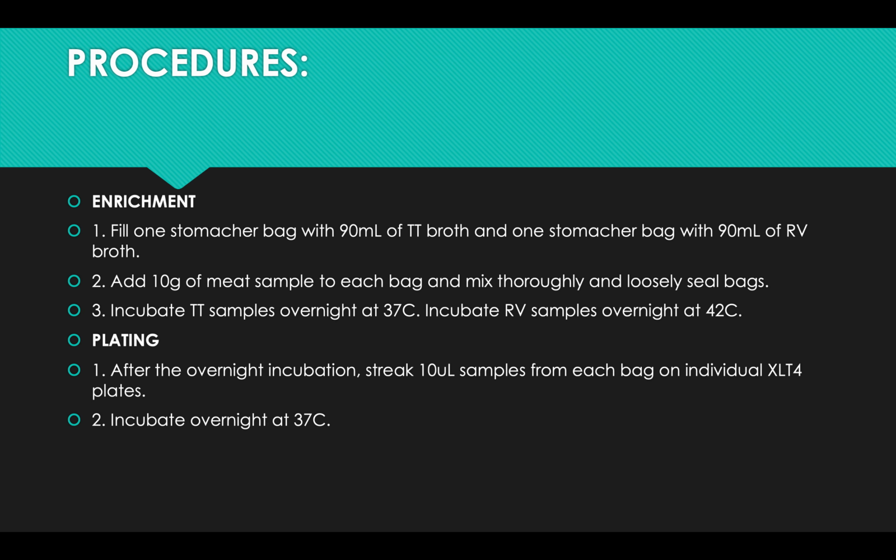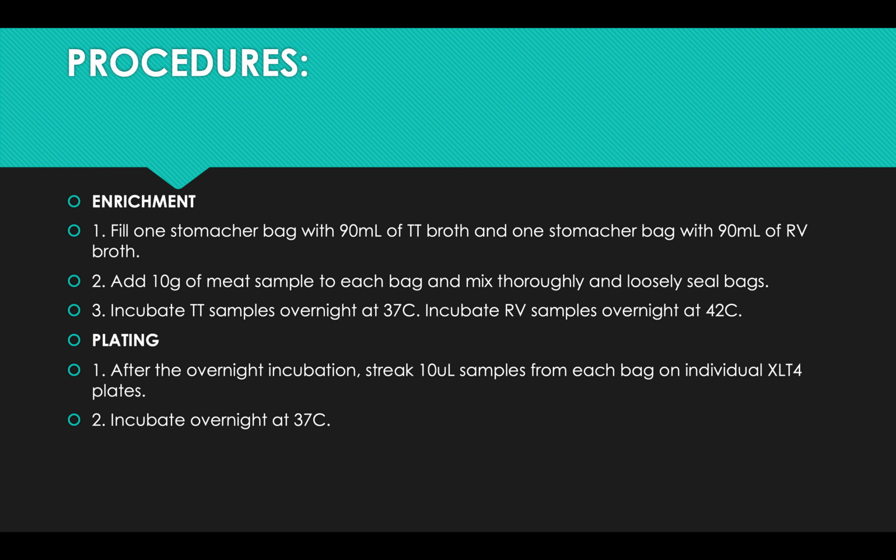In the enrichment step, fill one stomacher bag with 90 ml of TT broth and one stomacher bag with 90 ml of RV broth. Add 10 grams of meat sample to each bag, mix thoroughly and loosely seal the bag. Incubate the TT broth sample overnight at 37 degrees C and incubate the RV sample overnight at 42 degrees centigrade.